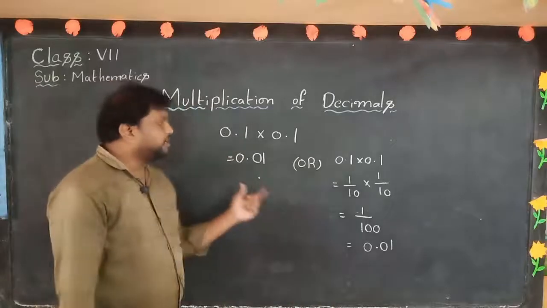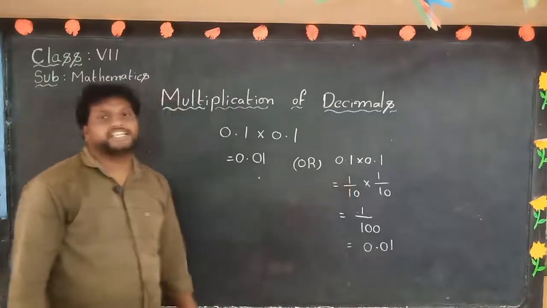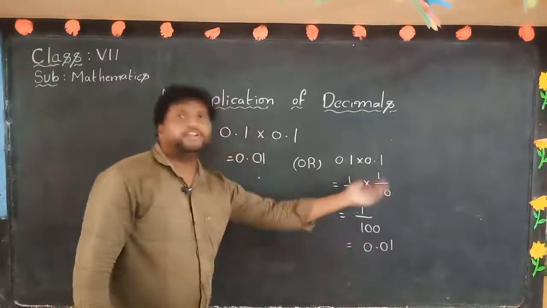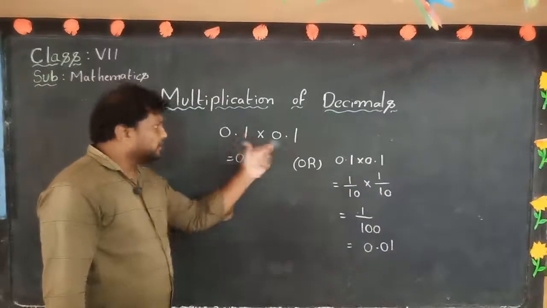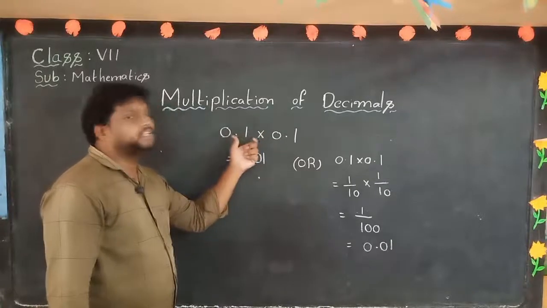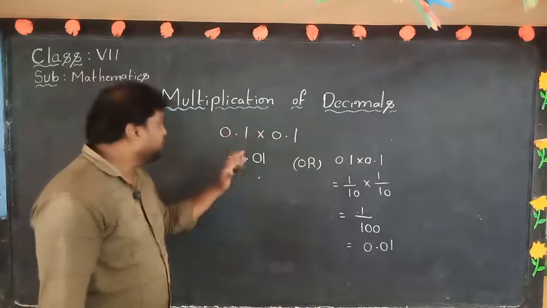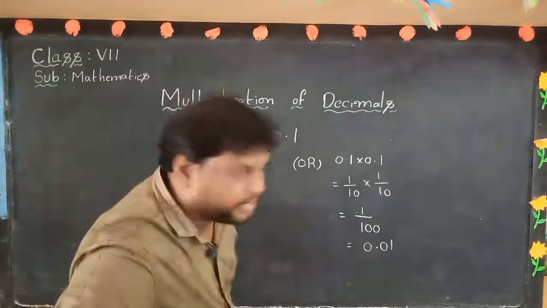This is a simple method, and this one is also very easy. Just convert into fractions, multiply again, and convert again into decimals. This is the general method: use normal multiplication, count the number of digits in the decimal part, then arrange where the decimal point goes. Okay, next example.